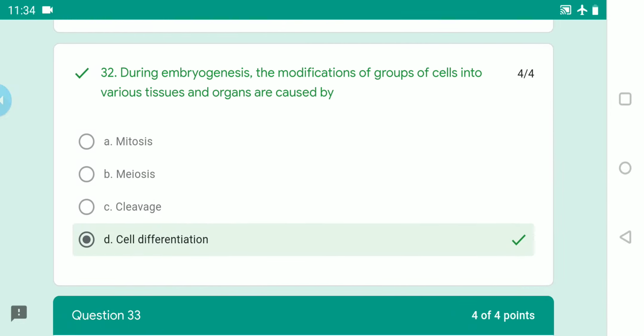Yes. The next question. During embryogenesis, the modification of groups of cells into the various tissues and organs is called cell differentiation. Nothing but it is related to mitosis. The cell differentiation is responsible for the formation of different organ systems.